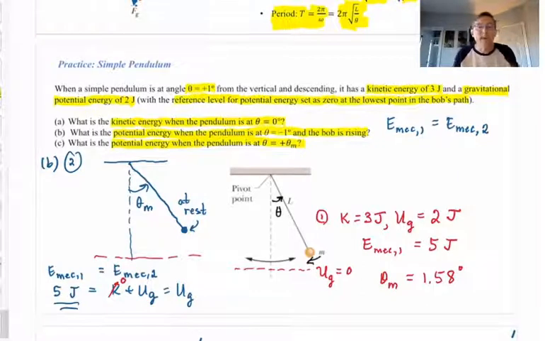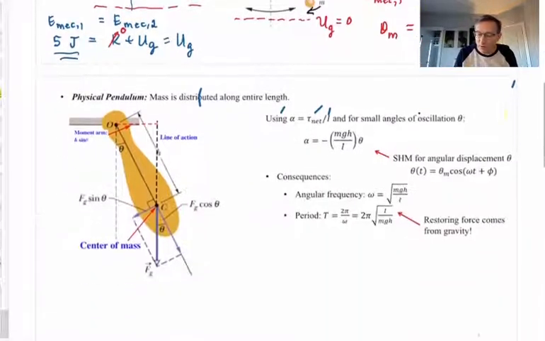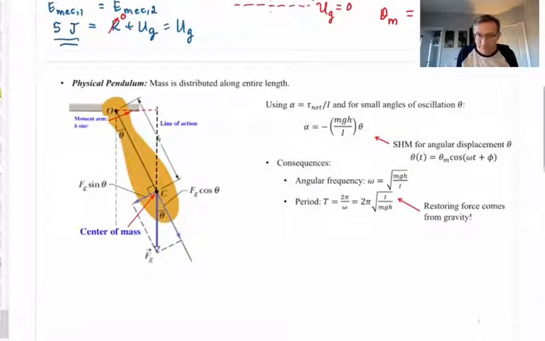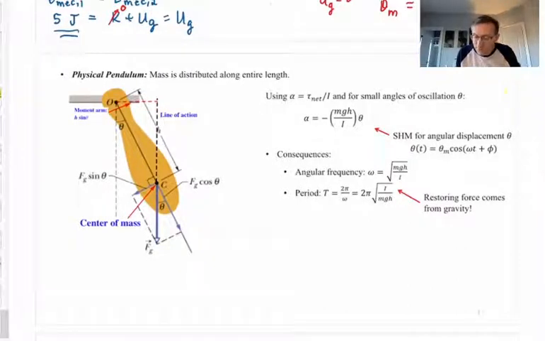Now that's a simple pendulum. It's got a massless string of length L and a bob that's basically a point particle with all the mass at the end. Now I want to talk about what's called a physical pendulum, which is in nature the more common situation. A physical pendulum is just a pendulum where the mass is distributed along its entire length. The mass is not just located down at the bottom.